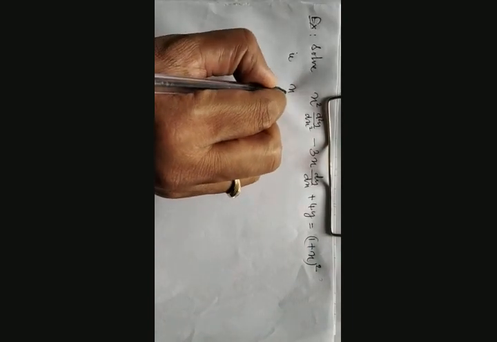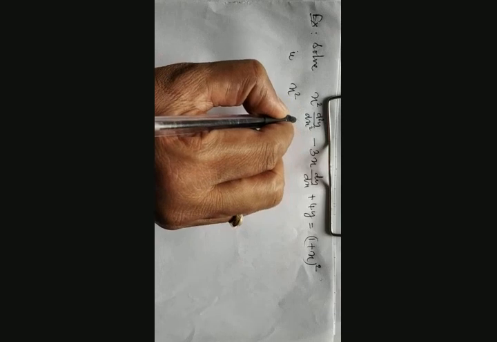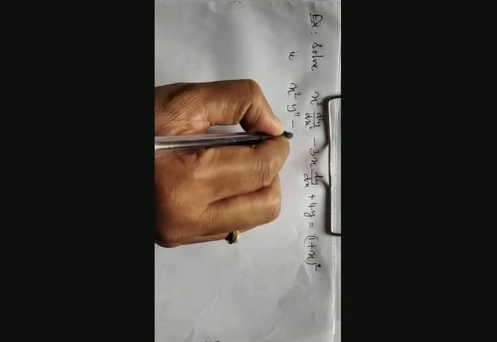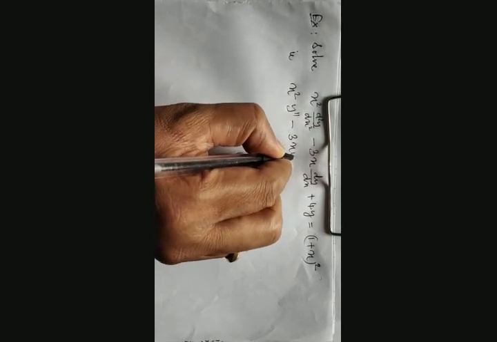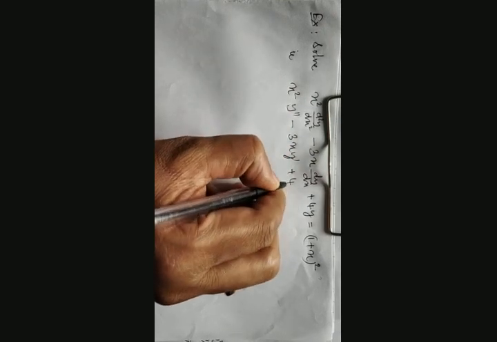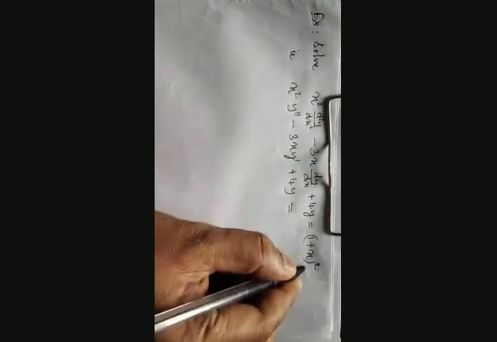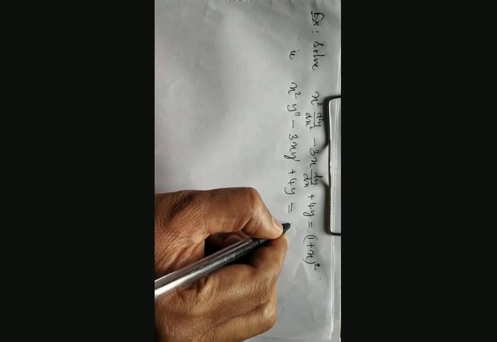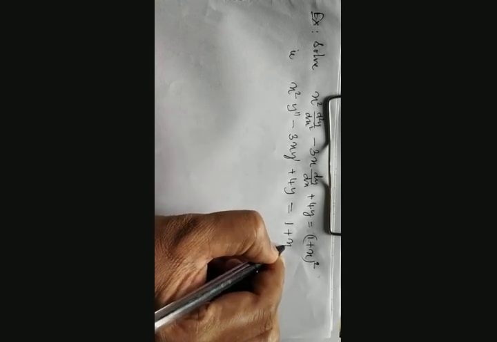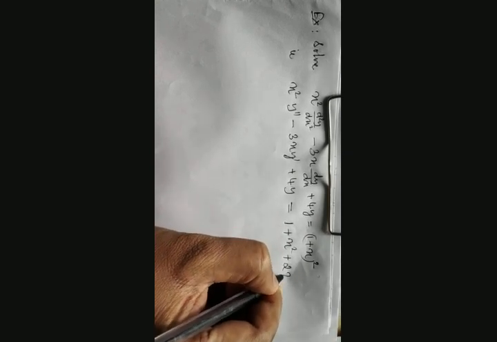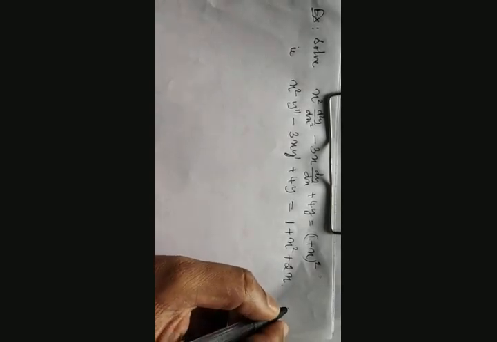We need to write it like x square d square y by dx square can be written as y double dash minus 3 times x into y dash plus 4y is equal to the expansion of this. It is like a plus b whole square, so it is 1 plus x square plus 2x. Okay, so we call it equation number 1.